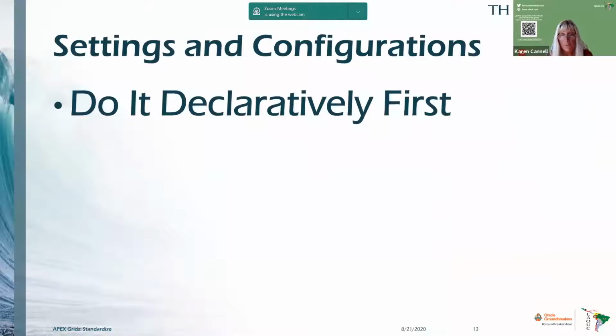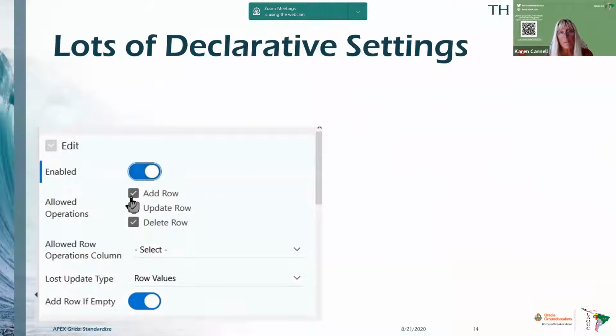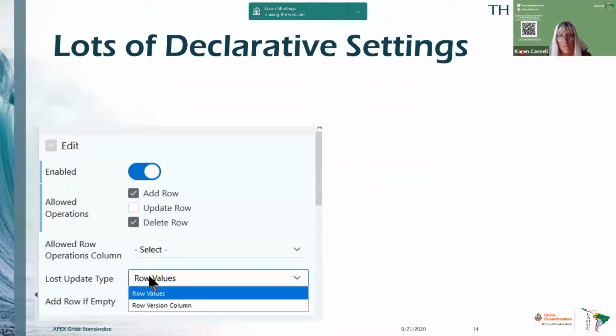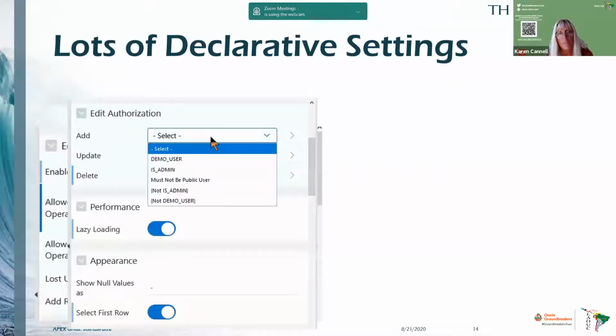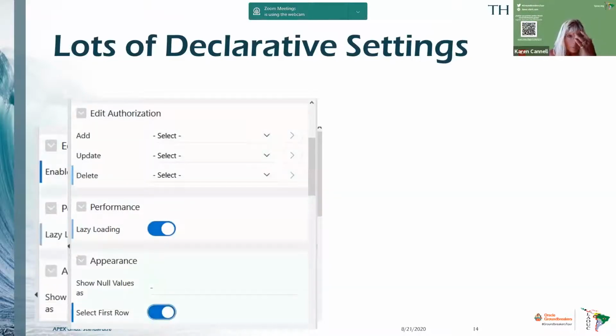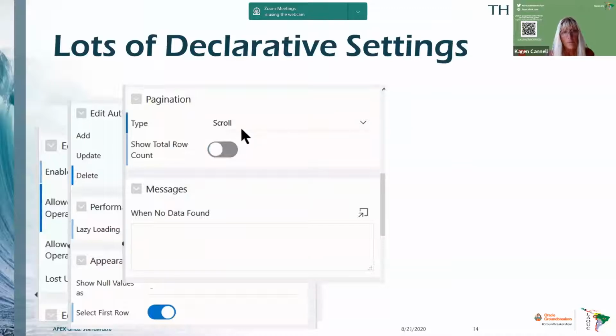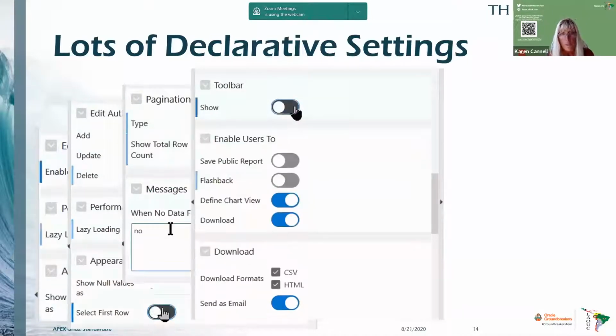Do it declaratively first if you possibly can. That's the whole low code thing. There are lots of declarative settings, and you've probably heard people, and you've probably said yourself, hey, I went into interactive grids and I don't have nearly the same amount of settings as I did in interactive reports. Well, that's true, but I can turn edit on and off. I can authorize add, update, delete just by using a standard Application Express authorization role. Lazy loading, performance, pagination, the things that you would expect, the no data found message, download, chart view, icon view.